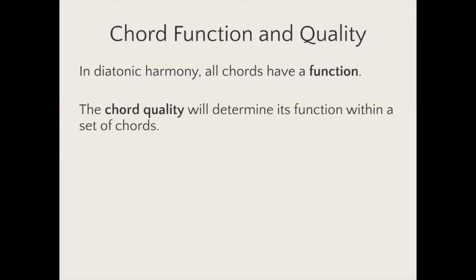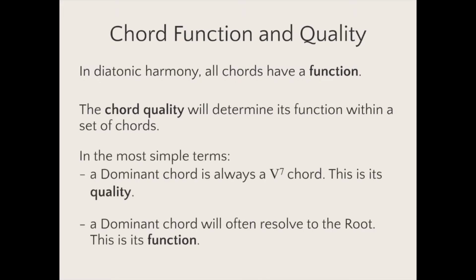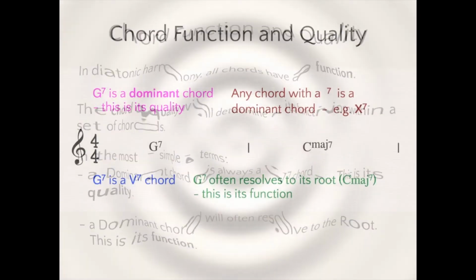In diatonic harmony, all chords have a function. The chord quality will determine its function within a set of chords. In the most simple terms, a dominant chord is always a 5/7 chord. This is its quality. A dominant chord will often resolve to the root. This is its function. Let's have a look at an example.